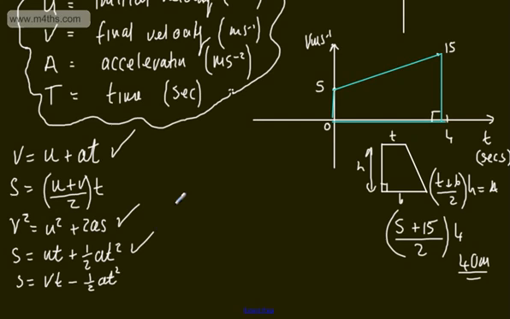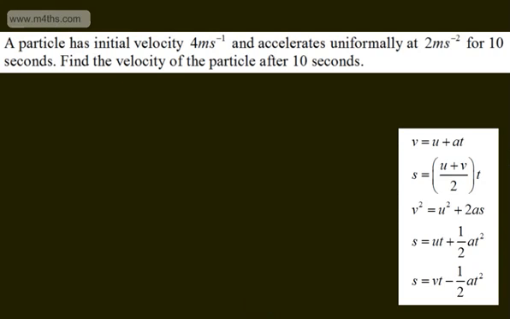So if you want to write them down, go ahead and do that, as we're going to work through some basic problems. In this video we will look at some easier examples, and then in the next one we will go on and look at some exam style questions. Okay, a particle has initial velocity 4 metres per second and accelerates uniformly at 2 metres per second squared for 10 seconds. Find the velocity of the particle after 10 seconds.